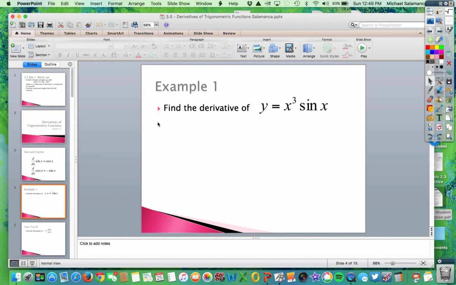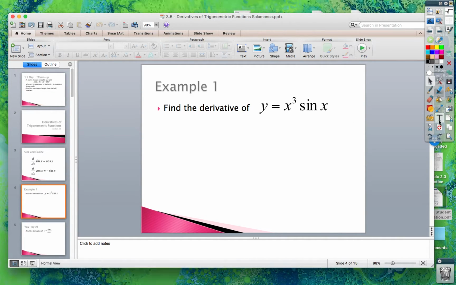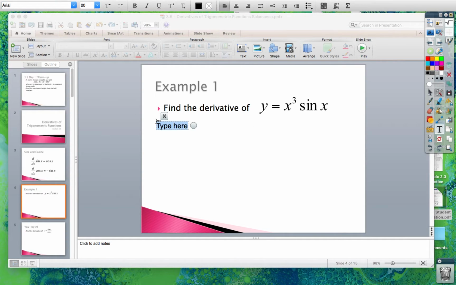So in here it says find the derivative of y equals x cubed times sine of x. So remember that we need to use the product rule. And the product rule states that we do the derivative of the first times the second plus derivative of the second times the first. So that's exactly what we're going to do.